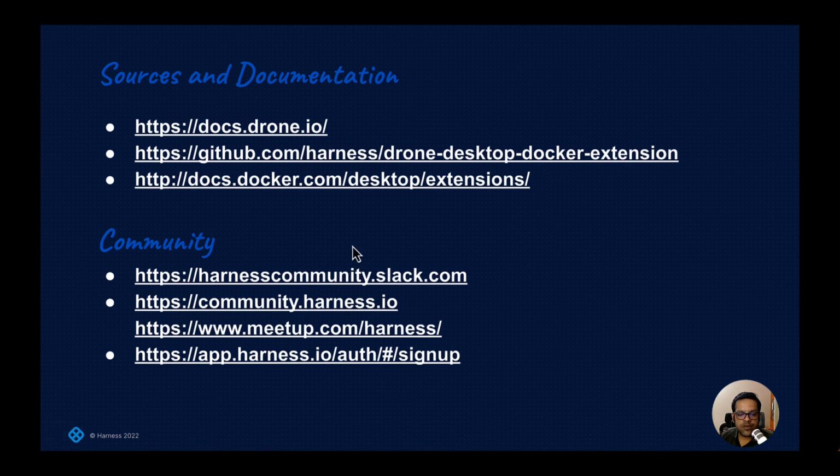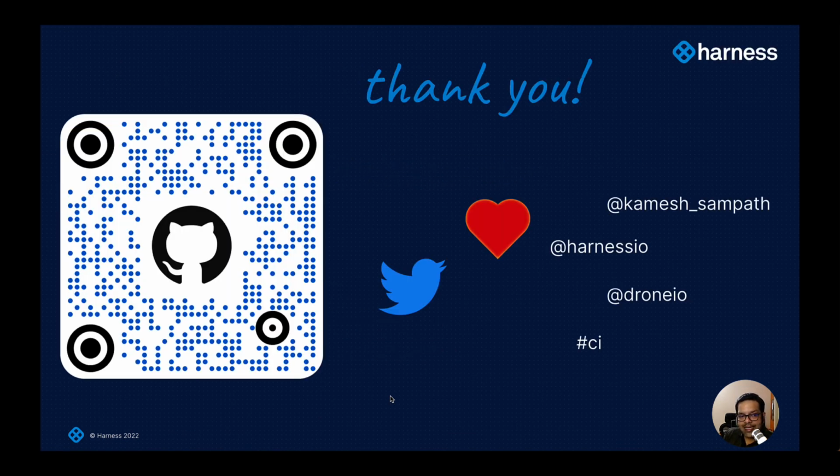And then there's a bunch of community resources: a Slack, a community forum, a meetup that's happening, everything. You can also sign up for a free Harness account, if you want an online account to try something out. Those are the resources. Not the least, you can also scan this QR code to get to the resources, the GitHub link of the extension's repository, or you can type it, whichever is convenient to you.